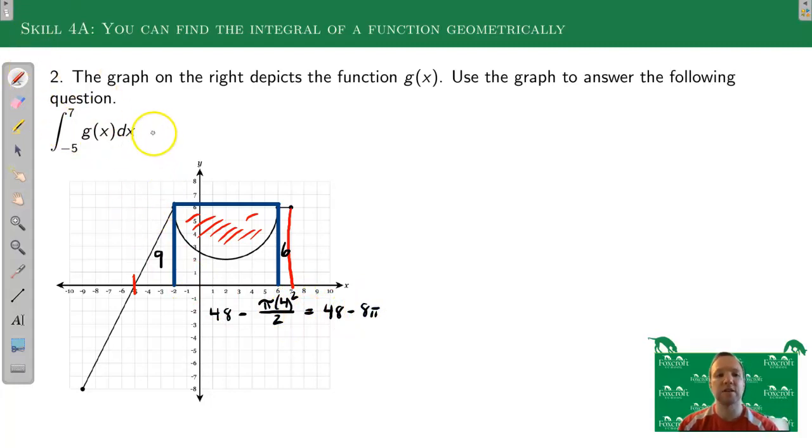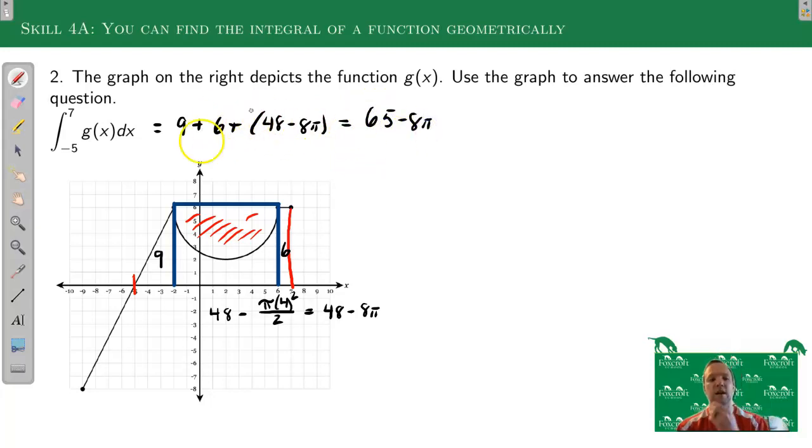And in this problem, everything is positive, so I'm going to get 9 plus 6 plus 48 minus 8 pi. And I can combine the numbers, the like terms. So let's see, 9 plus 6 plus 48 is 63... that's going to be 65 minus 8 pi. So adding up the numbers together and then still minusing that 8 pi. All right, so that's how you find the area if we know the shapes that are given.